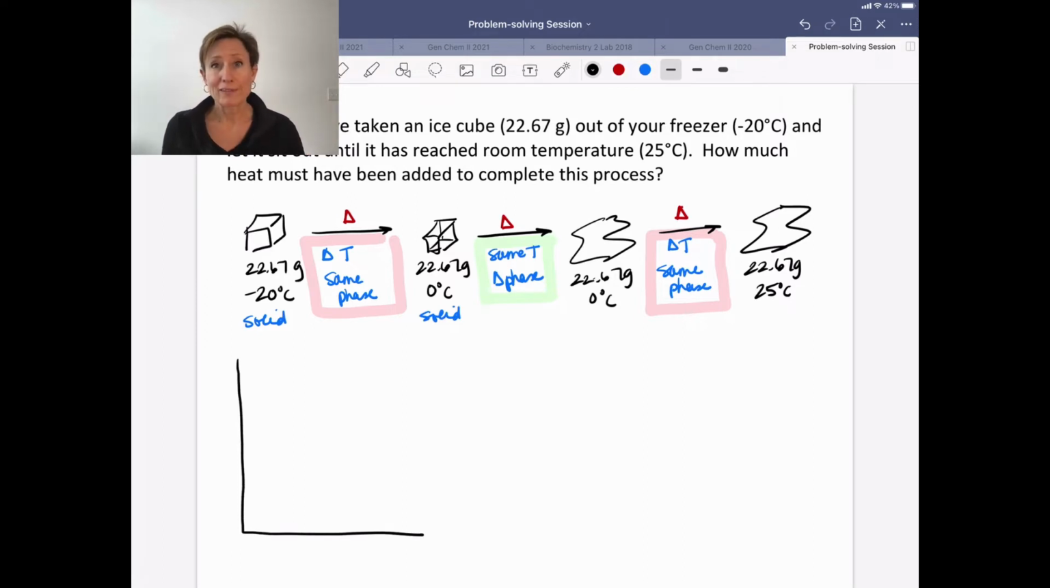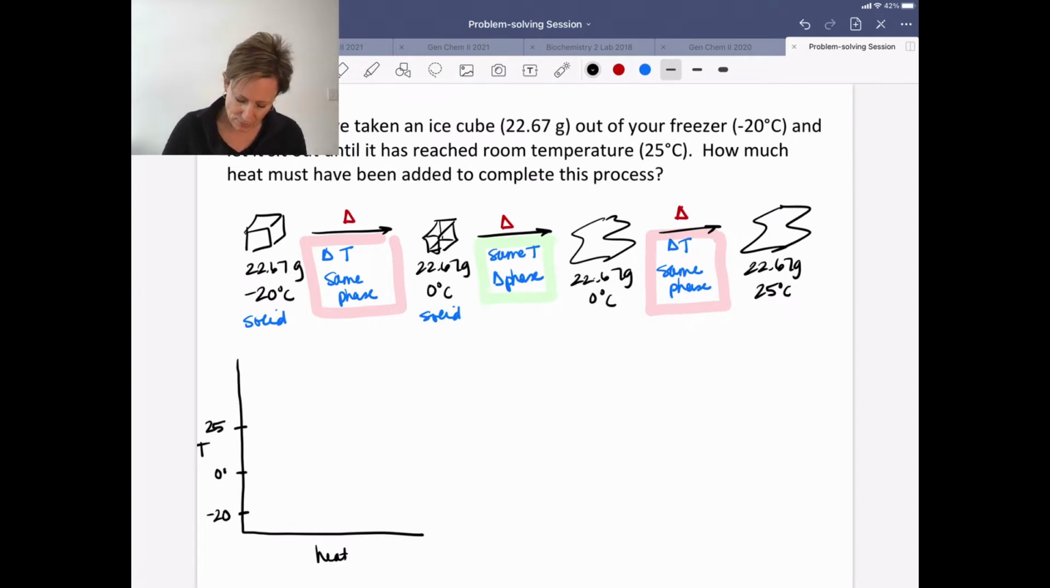Now at this point, there's nothing that I'm doing right now that's required for your quiz. The idea is that you're probably able to see some of this in your head to understand the kinds of calculations that you do. But let's map this on here. Remember, temperature is going to be on my y-axis. Heat added, or removed if you're cooling something, is going to be on your x-axis. So I'm going to start out at minus 20. I'm going to have a temperature change until I hit 0 degrees, and then I'm going to change temperature again until I get to 25 degrees.